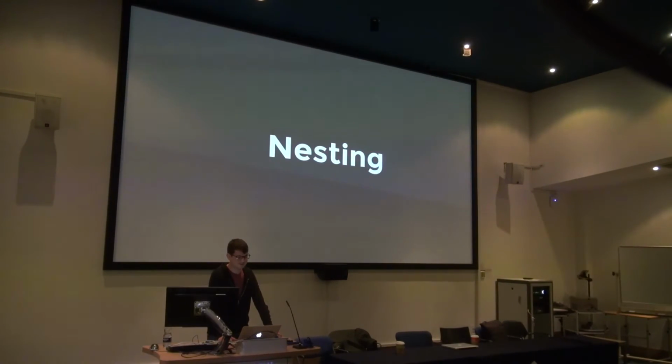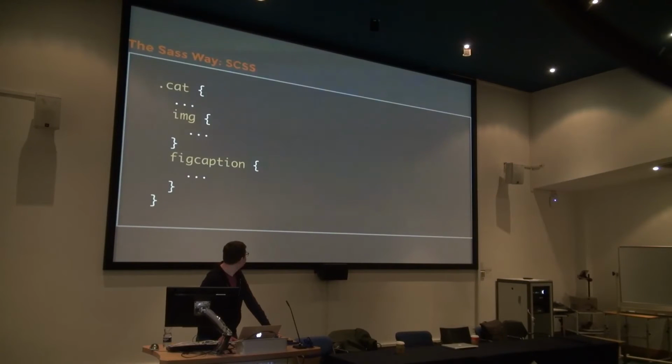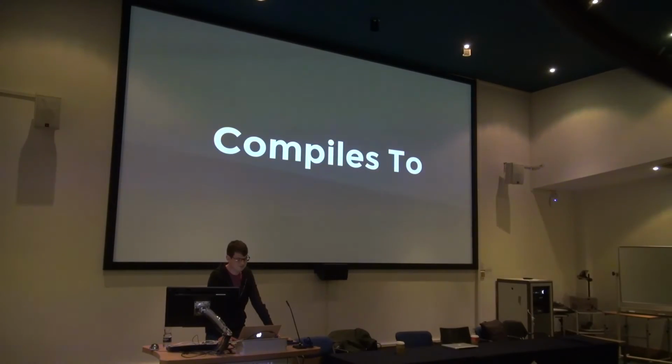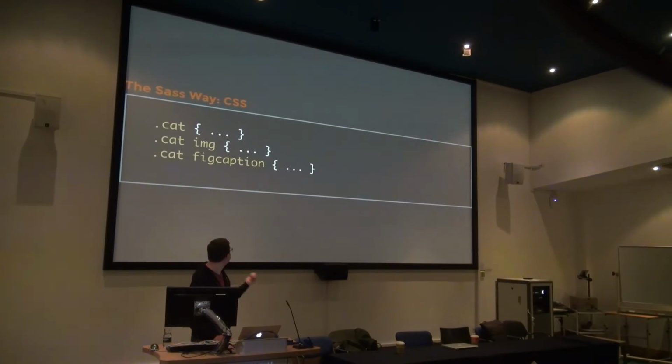One thing that's really useful with SASS, especially SCSS, is the ability to nest your selectors. So if I just quickly put this bit of CSS up, you see there you've got the cat, and you can stick the image and the figcaption within the actual module itself. And that will just compile back down to what we were expecting with the CSS. Just some people like to do it like that.